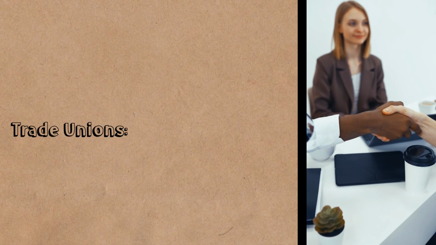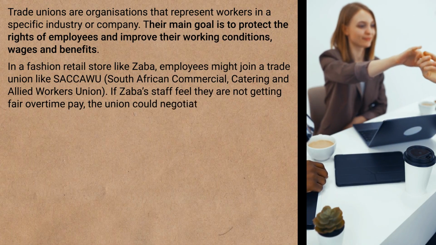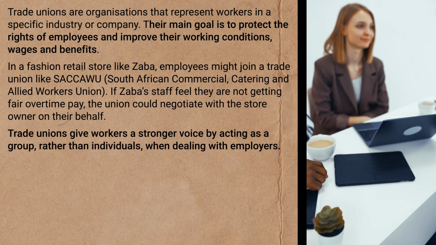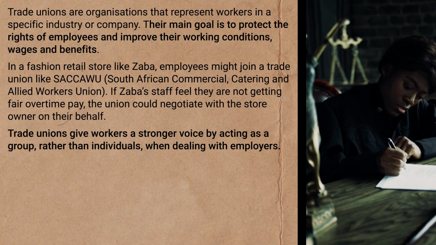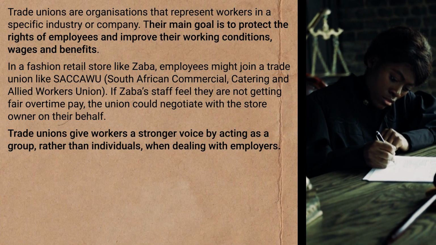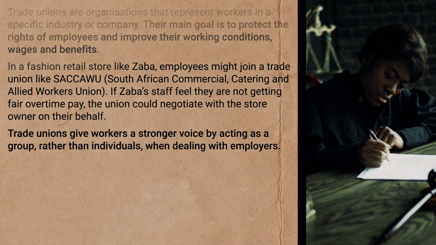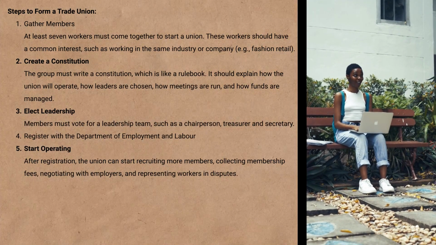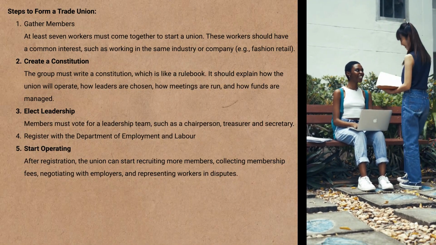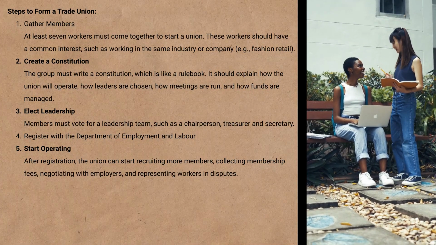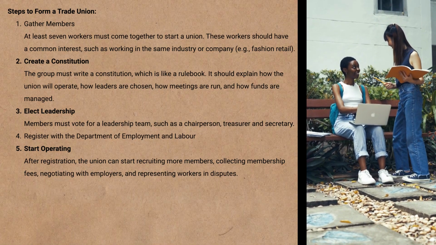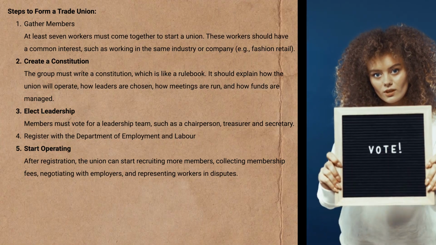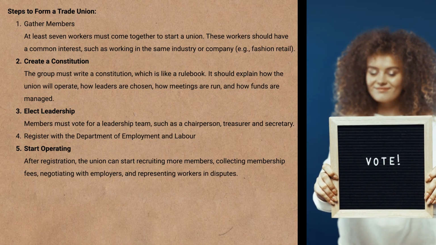Trade unions. Trade unions are like clubs for workers where they join forces to protect their rights at work. They are established under the Labor Relations Act. They're all about making sure employees get fair treatment, good pay, and safe working conditions. How they form. Joining. Workers or employees in similar jobs or industries decide to come together. They might already have a union or form a new one. Membership. People sign up, often paying small fees for membership. Leadership. They elect leaders who negotiate on their behalf.